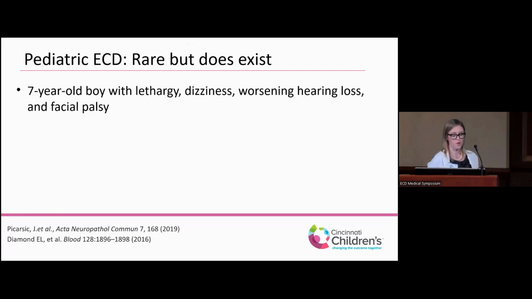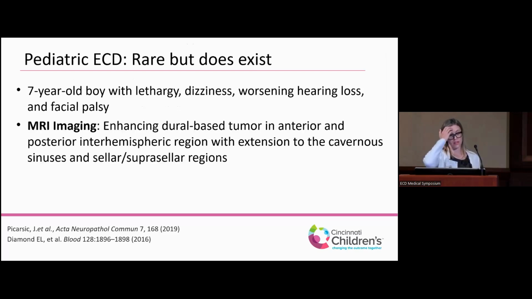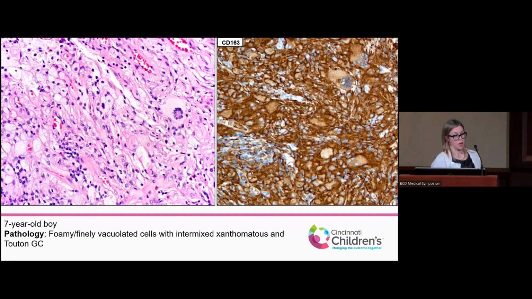So as we know, there are case reports of true classic pediatric Erdheim-Chester disease, and one of the kiddos in the series was one of those classic cases, with similarity but also difference in the MRI imaging. This kiddo had a more dural-based tumor burden with some extension into the cavernous sinus and the suprasellar regions. And on pathology, he had a more typical xanthomatous look with a classic Touton giant cell present with the typical immunophenotype.